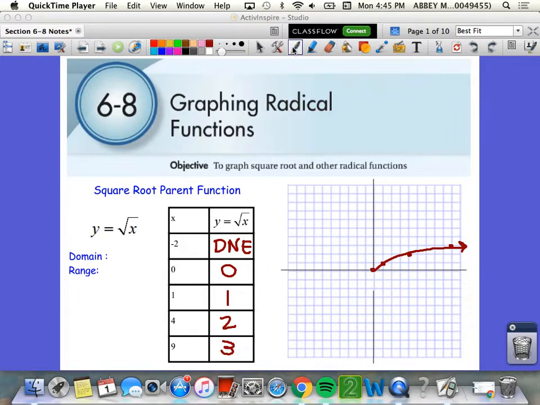So that leads me to the domain and range. The domain of a radical has restrictions. In this case, x has to be greater than or equal to 0. In my range, also, y was greater than or equal to 0. And you can see right here, we call this the starting point. And my domain and range are based around that starting point.